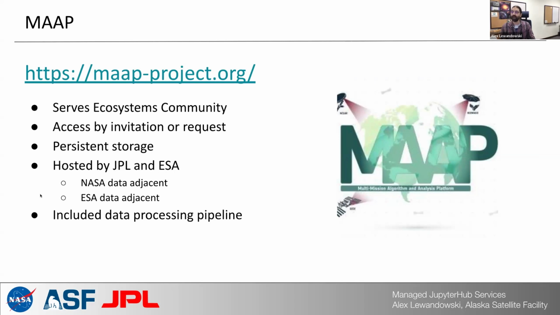This is meant to work with both NASA and ESA data. Depending on whichever data set you're going to be working with the most, they tend to direct you to that hub so that you're adjacent to the data you'll be working with the most, although either hub is capable of accessing data from the other. They just try to position you for the most efficient data access based on what you're doing. And one interesting thing about MAP is that it also includes a data processing pipeline.